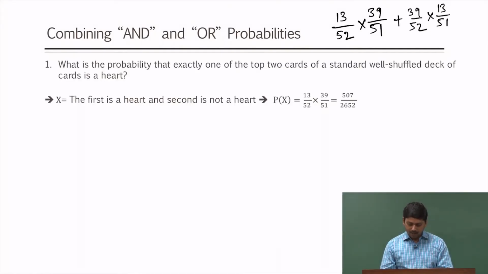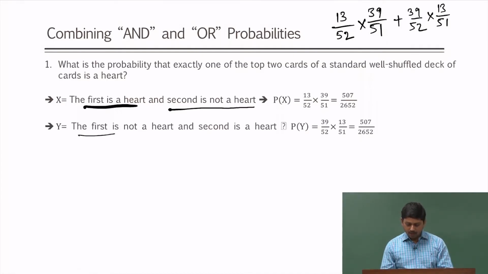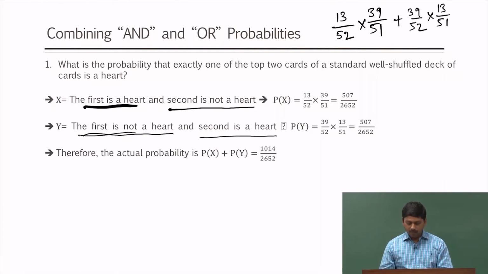So, I have done that. The first is a heart, second is not a heart. The first is not a heart, second is a heart. Now I have these two events x and y, and either of these two events will give me the desired result, so it is the addition of the two, and that is giving us this.